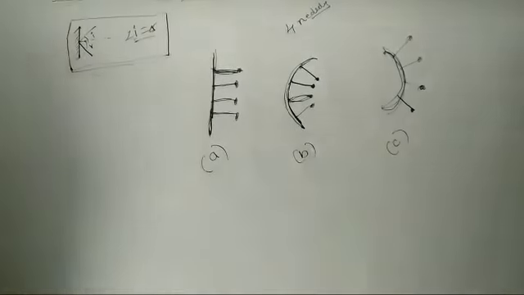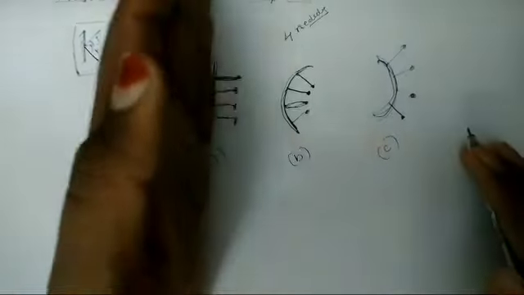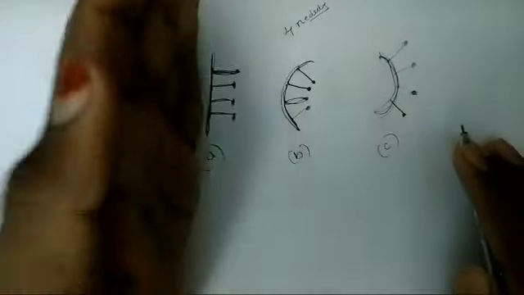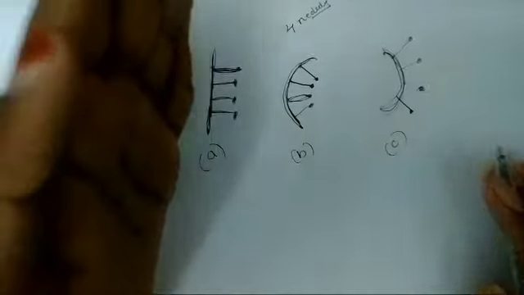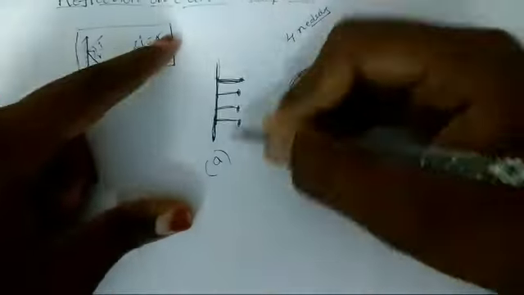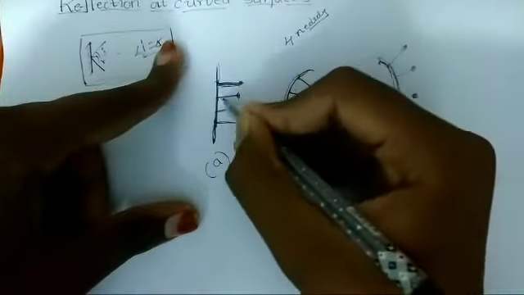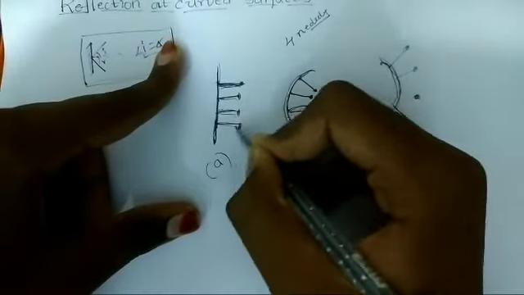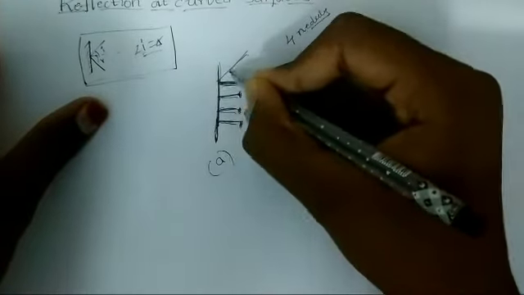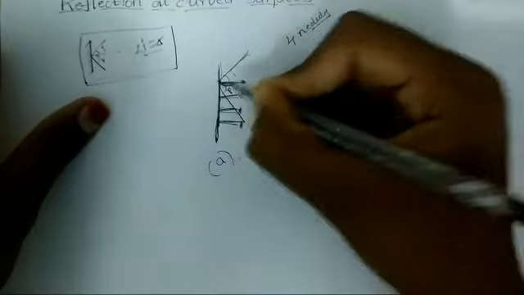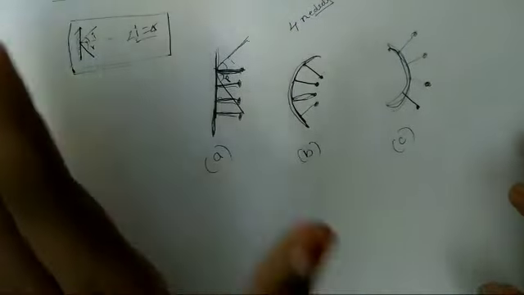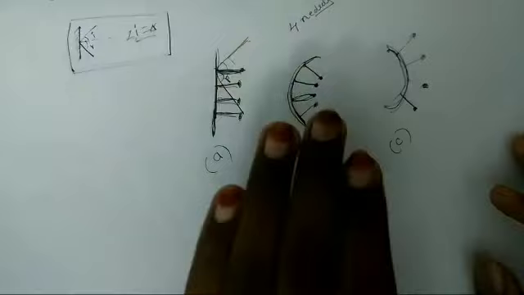Now observe once. Think of this as a plane mirror. A plane mirror will be like this only. These needles are the normals. If we get an incident ray like this, it will reflect like this, which means the angle of incidence is equal to the angle of reflection, same as in concave and convex mirrors also.